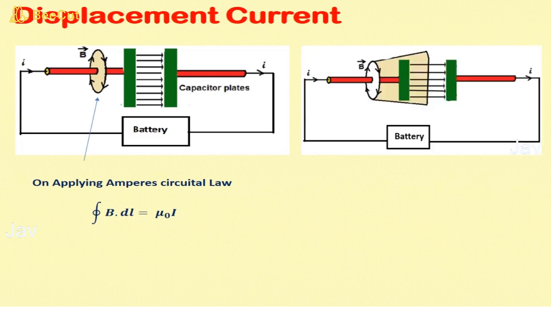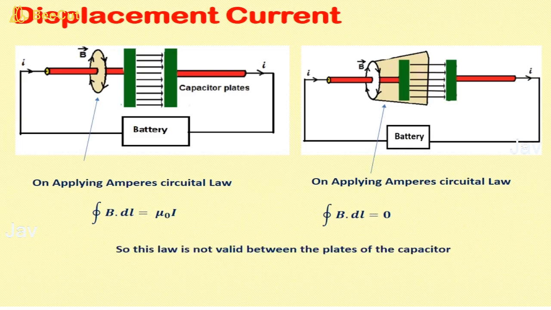Consider another Amperian loop which is stretched so that it encloses the left side of the capacitor. When you apply Ampere's circuital law, we can see that line integral B dot dl is equal to 0, because this surface is not enclosing any current. So this law is not valid between the plates of a parallel plate capacitor.